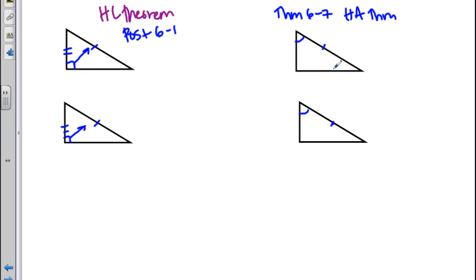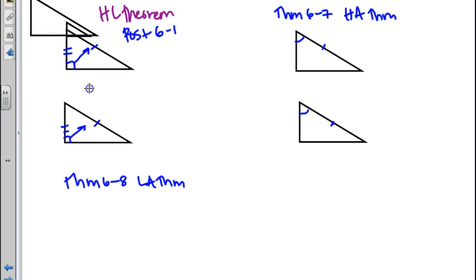So if a hypotenuse and an acute angle of one right triangle are congruent to the other, then the triangles are congruent. And then the last one, theorem 6.8, is the leg angle theorem. It says if one leg and an acute angle of a right triangle are congruent to the corresponding leg and acute angle of the other triangle, then the triangles are congruent to each other.